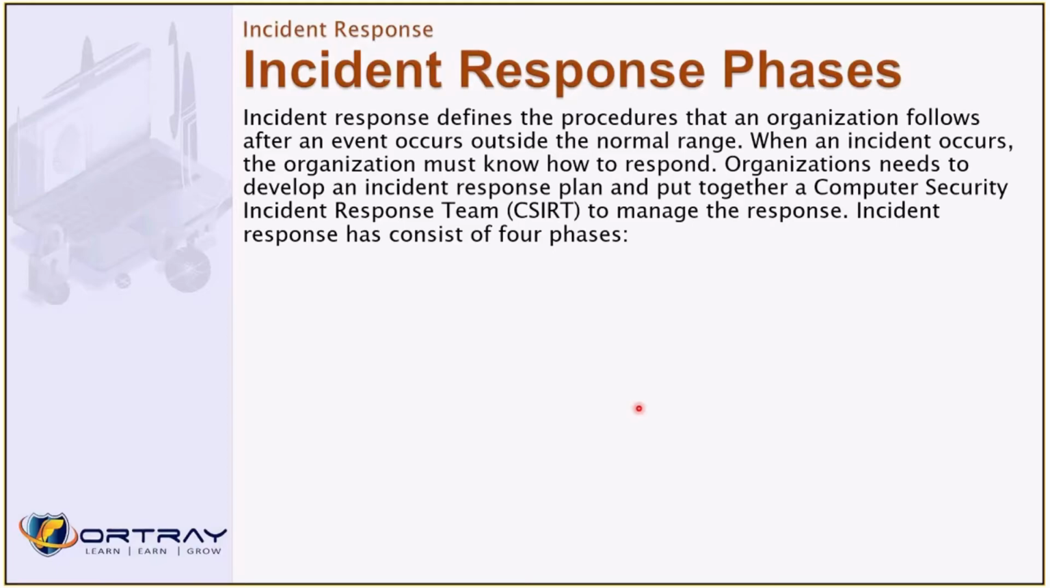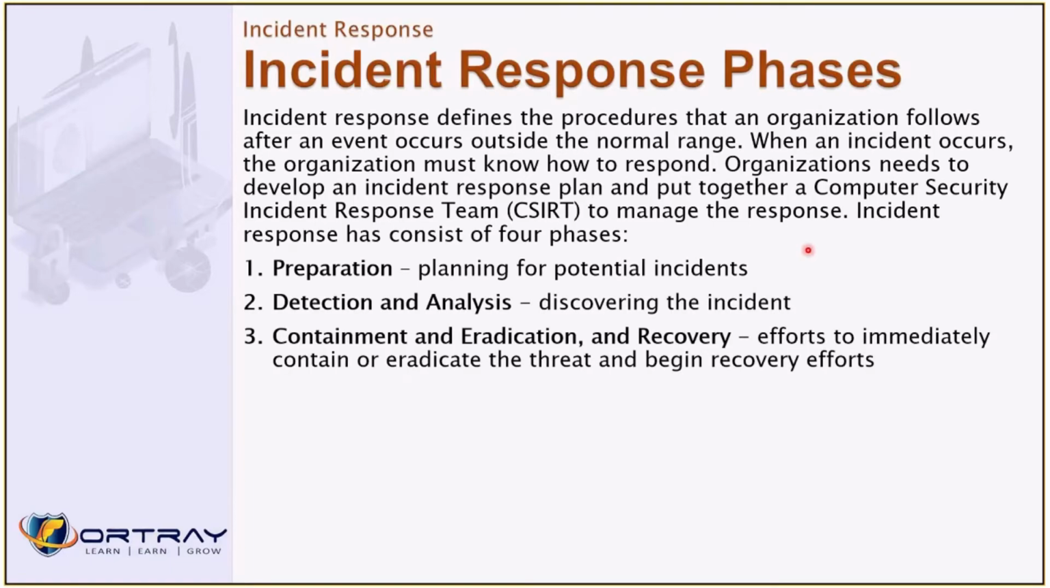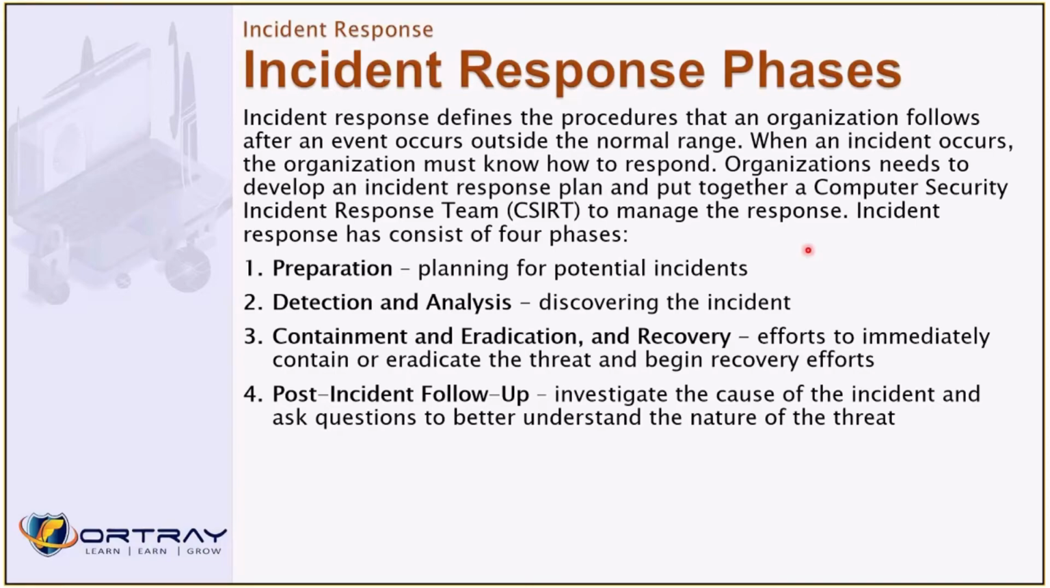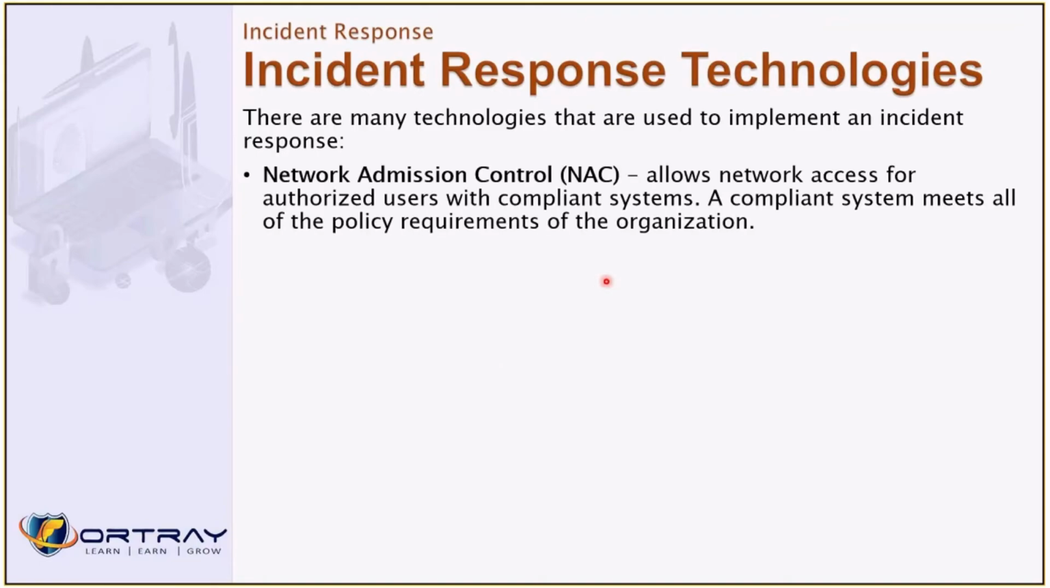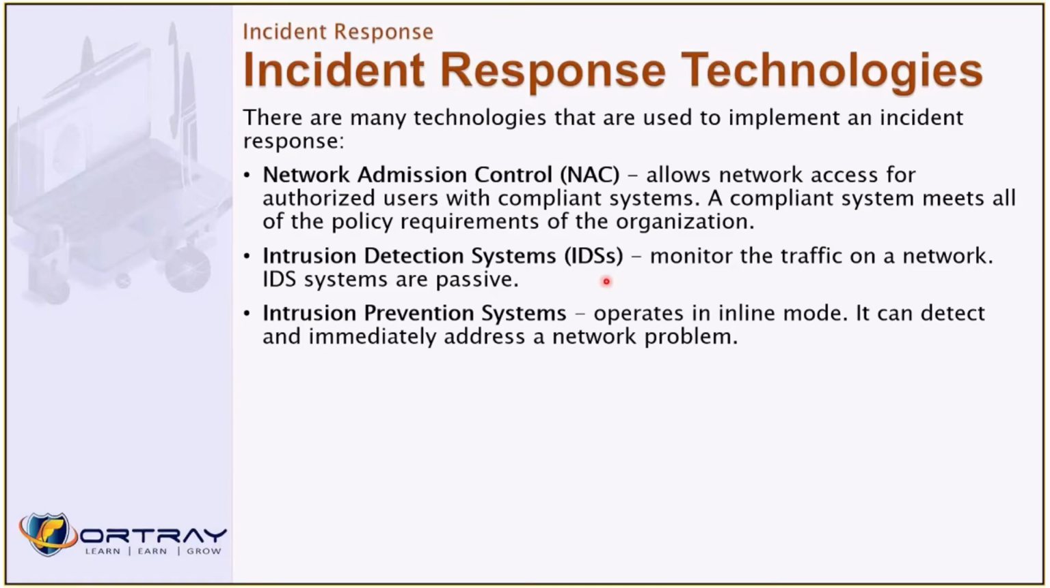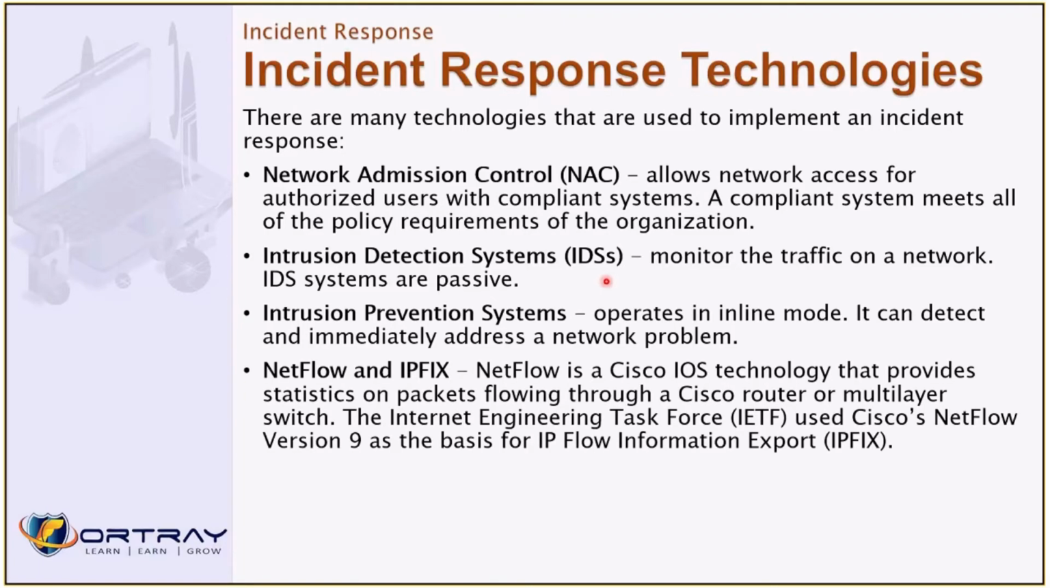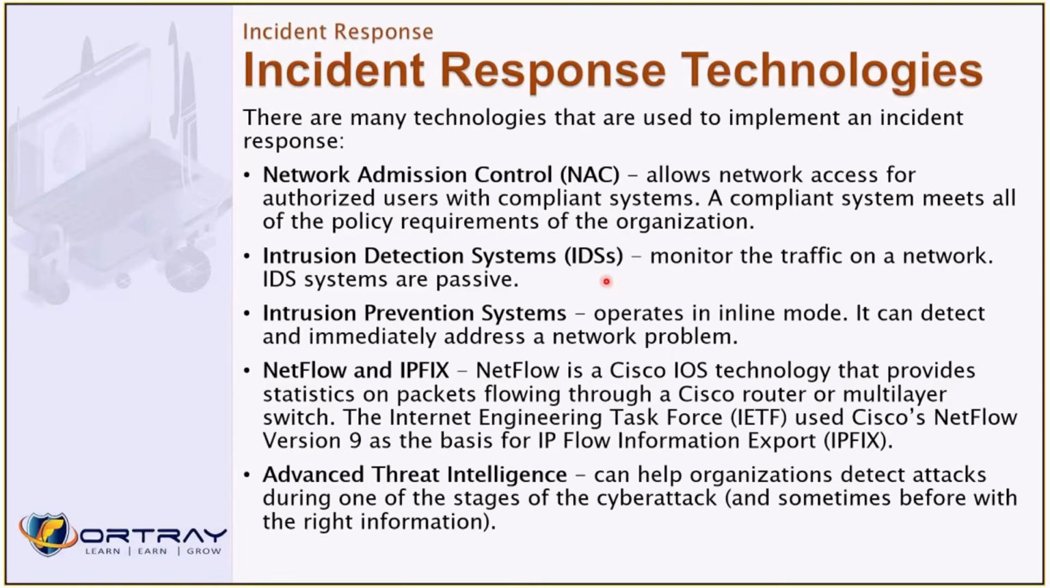So incident response defines the procedure that an organization follows after an event occurs outside the normal range. When an incident occurs, the organization must know how to respond. The organization needs to develop an incident response plan and put together a computer security CSIRT to manage the response. Incident response has 4 phases: preparation, detection, containment, and post-incident follow-up. Planning, how we can potentially tackle the incident, discovering the incident, and then how we respond to it. Technology we use: NAC, IDS, IPS, NetFlow. These are the incident response technologies. Threat intelligence as well.